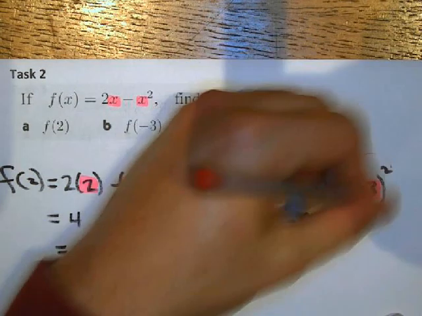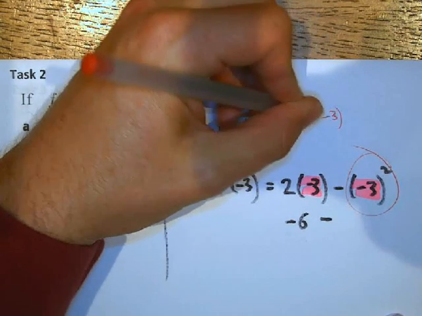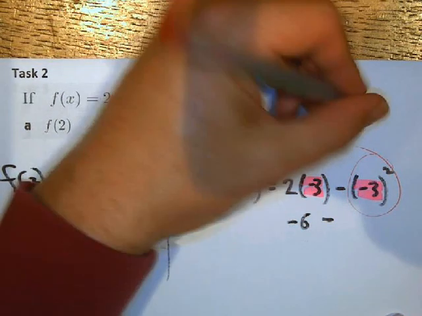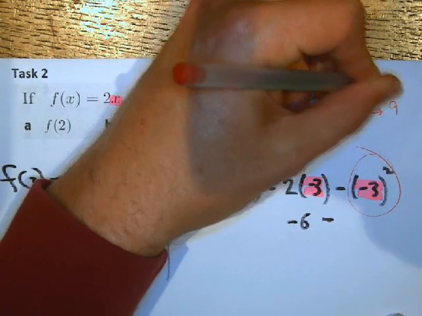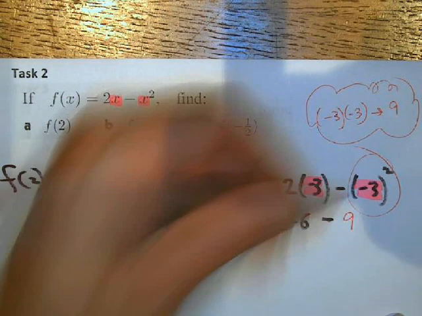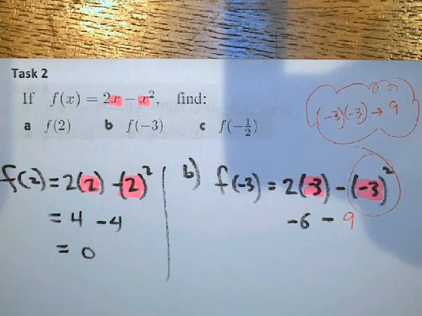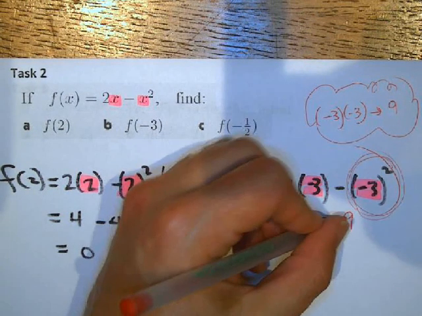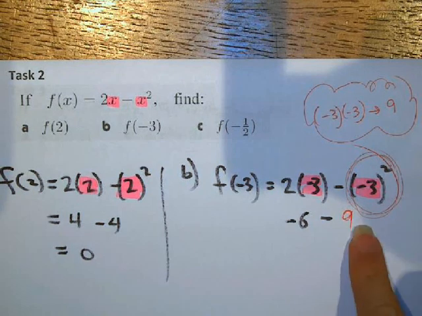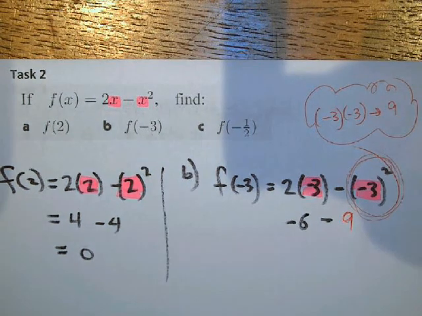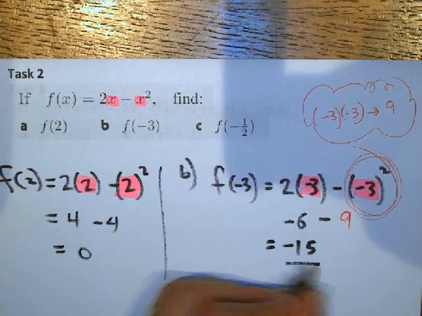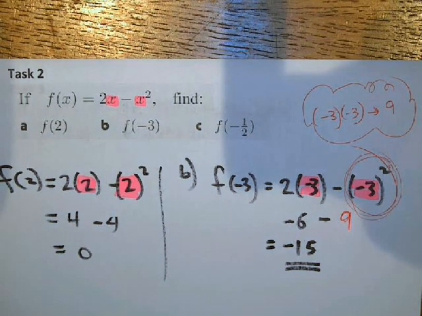this is negative 3 times negative 3. And what is negative 3 times negative 3? Positive 9. Right? So this gives us positive 9. This is positive 9. But we still have this minus the positive 9. So our answer is going to be negative 15. Okay. Last one.